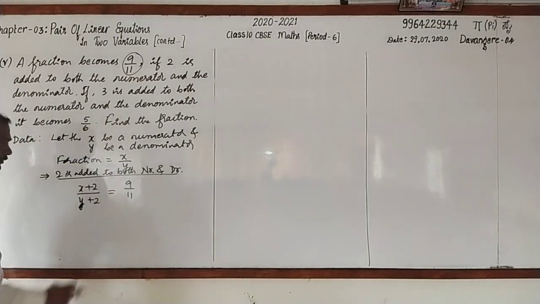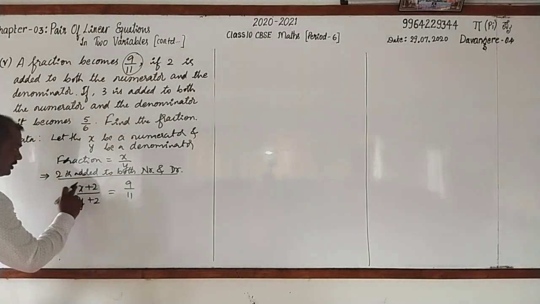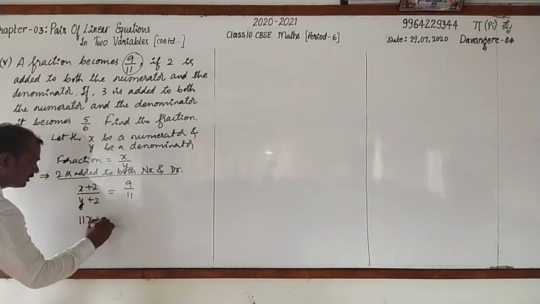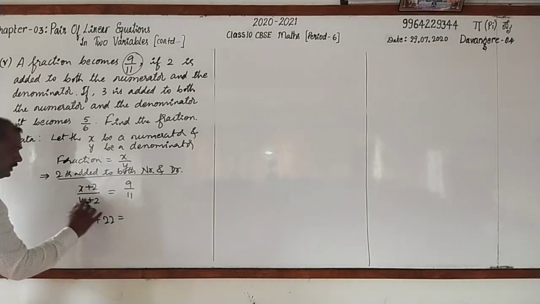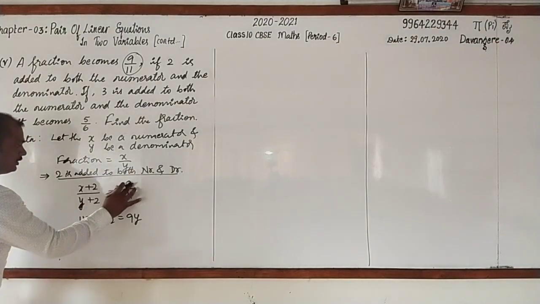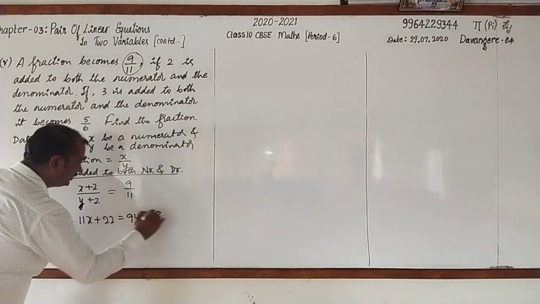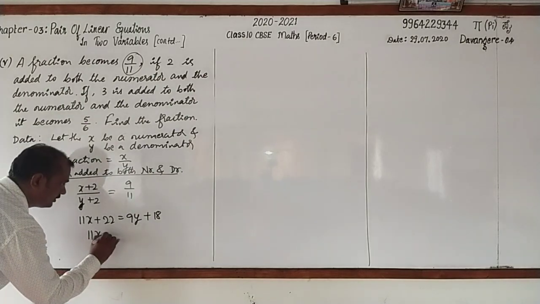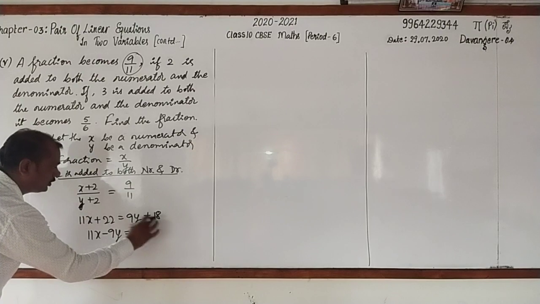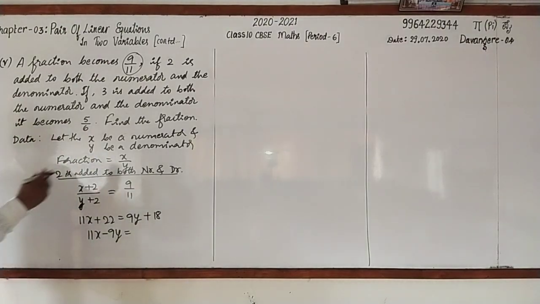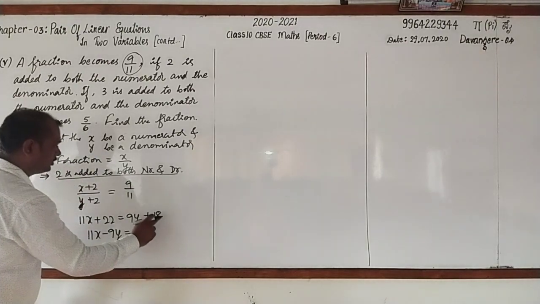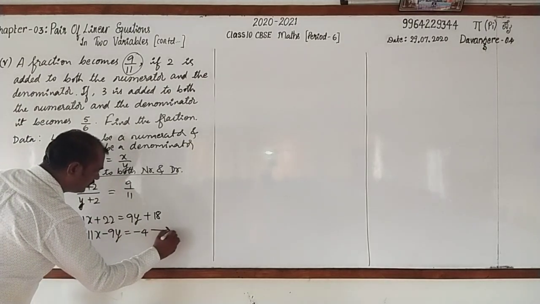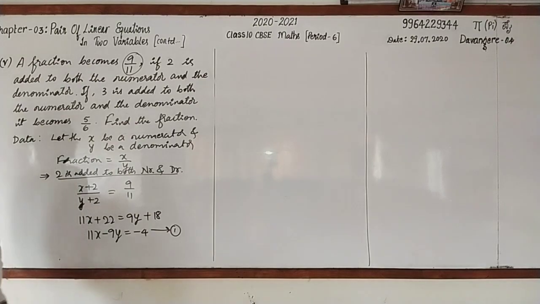To bring it to standard form, go for cross multiplication. 11 into x, 11x. 11 2s are 22. Then 9 into y, 9y. 9 into 2 is 18. Then 11x, take 9y to the left hand side, minus 9y, is equal to 18. Take 22 to the right hand side, minus 22. 18 minus 22 is minus 4. You may call it equation 1.